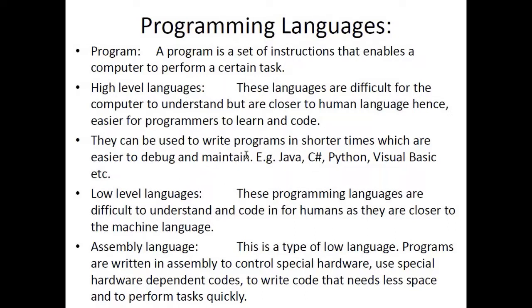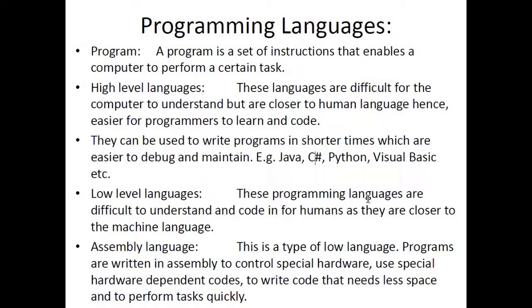Maintaining a program means that if a programmer has written some program, then another programmer is able to read it and understand what that programmer has written or make modifications to it. Some examples of high-level programming languages are Java, C#, where the hash sign is read as sharp, Python, Visual Basic, etc.